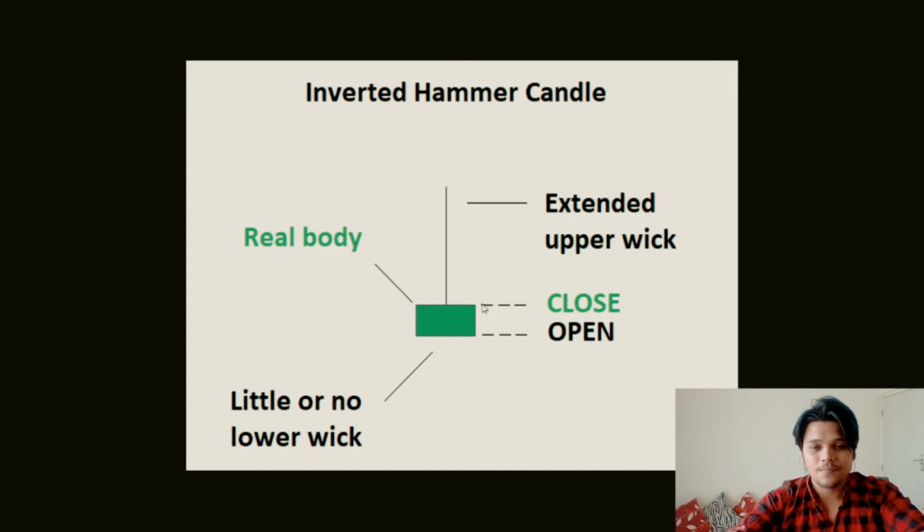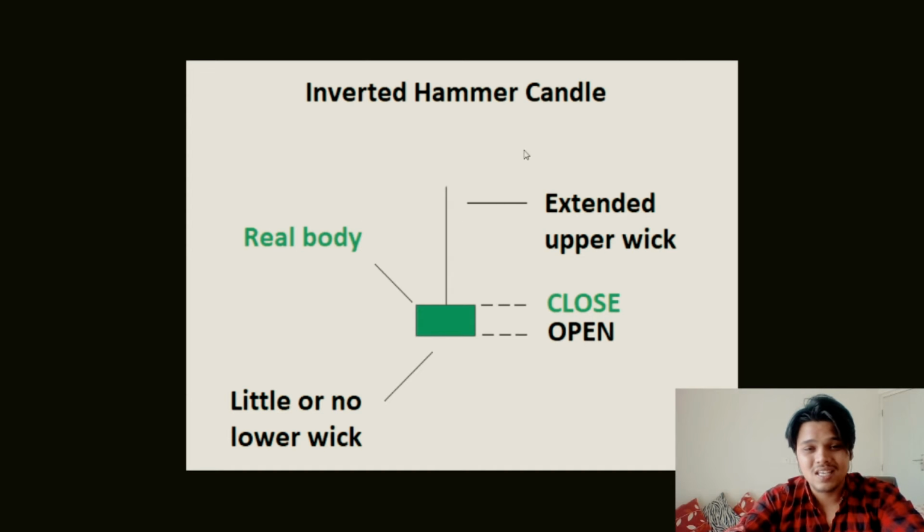You cannot always see exactly the same candles; there will be some difference. In an inverted hammer there may be a small wick, sometimes no wick, but it will almost look like this, and the upper wick will be extended. So what does this mean? The buyers are pulling into the market. All right, you can see the wick.